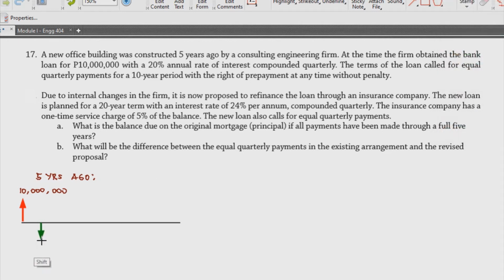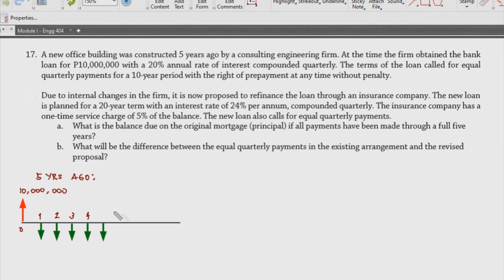So that is our loan, 10 million. Then you have to expect that you'll be paying for this. We start at 0 because this is the time we took the loan. And then the first quarter would be the first payment. So we have the first quarter, second quarter, third quarter, and then the fourth quarter to make 1 year.